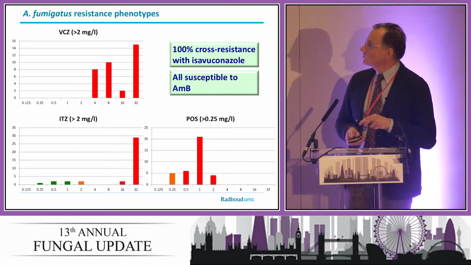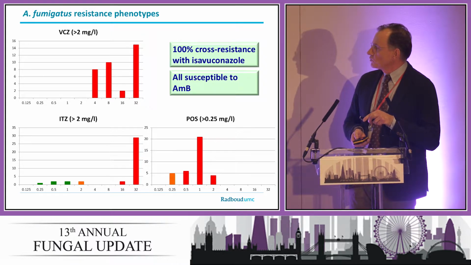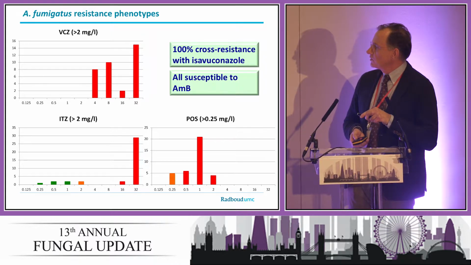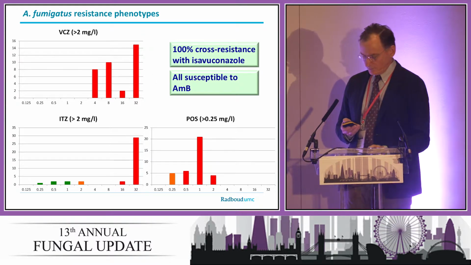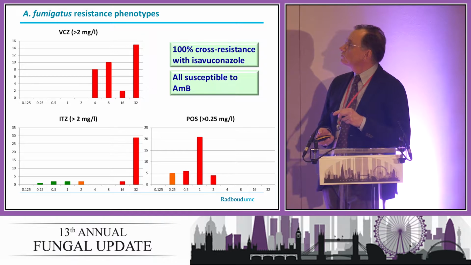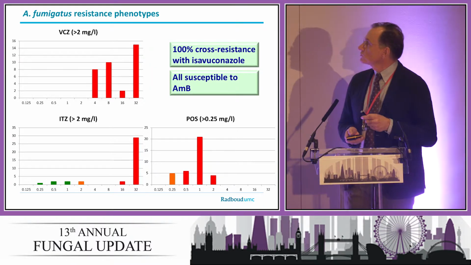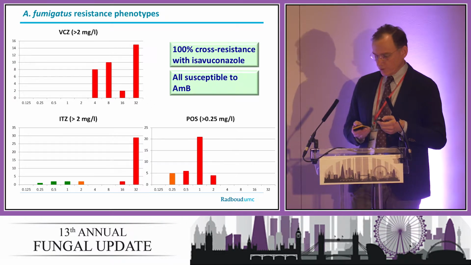If you look at the resistance phenotype, of course, all the isolates were resistant to voriconazole with an MIC above 2, but most of them were also resistant to itraconazole and also to posaconazole. Also, there was a 100% cross-resistance between voriconazole and isavuconazole, and all the isolates were susceptible in vitro to amphotericin B.